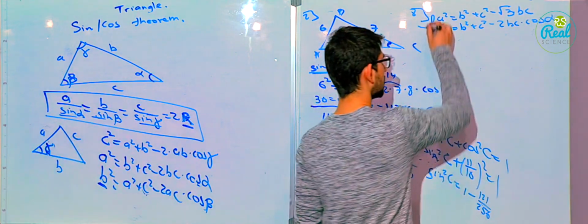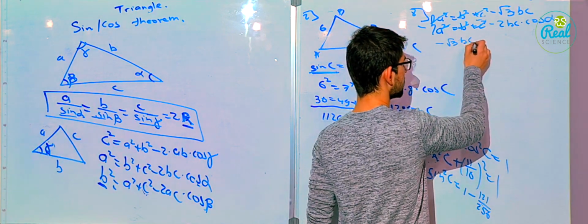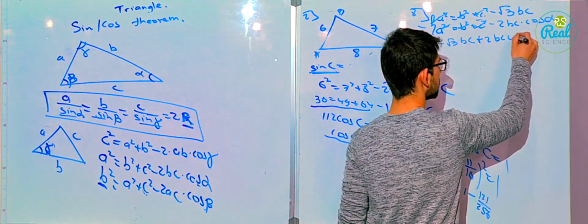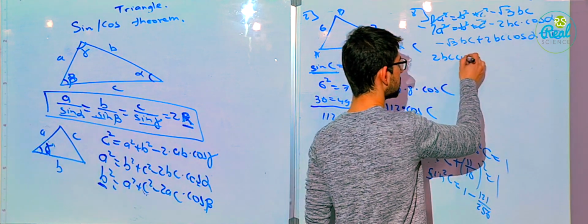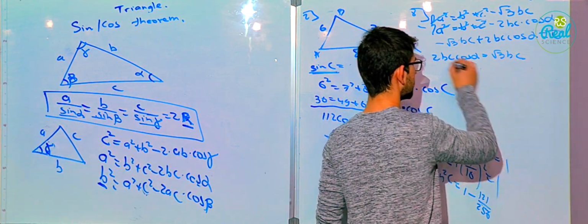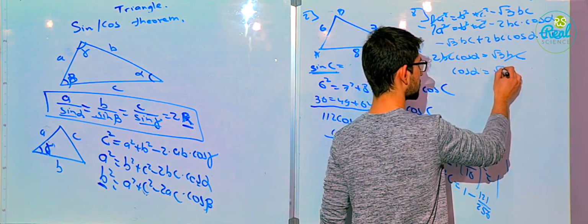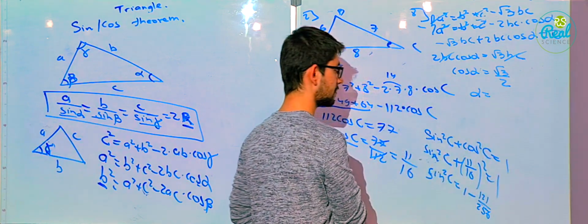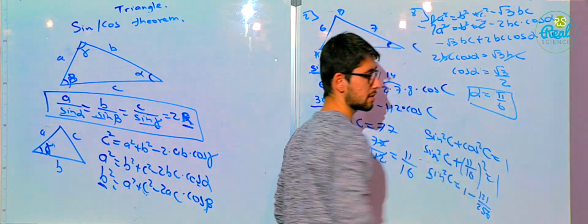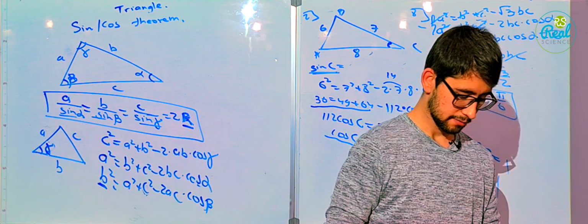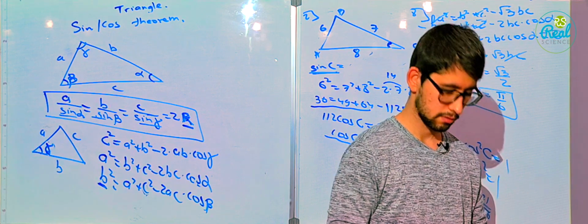Let's subtract. A squared, B squared, C squared go. Minus root 3 BC plus 2 BC cosine alpha equals 0. So 2 times BC cosine alpha equals root 3 BC, and BC cancels. Cosine alpha equals root 3 over 2. What is that alpha measure, 60 degrees or 30 degrees? 30 degrees, pi over 6. Have you understood it, students?